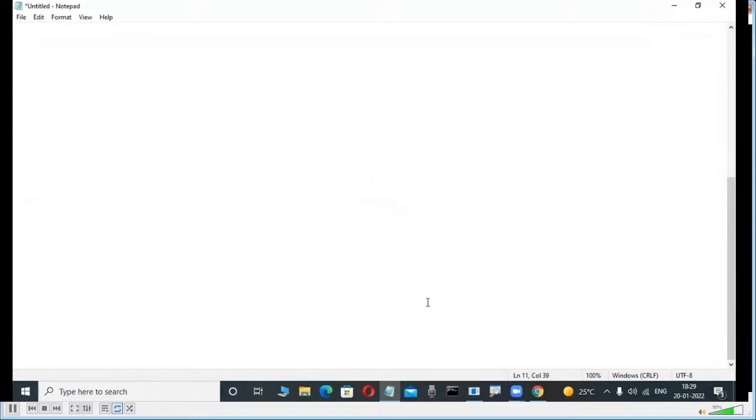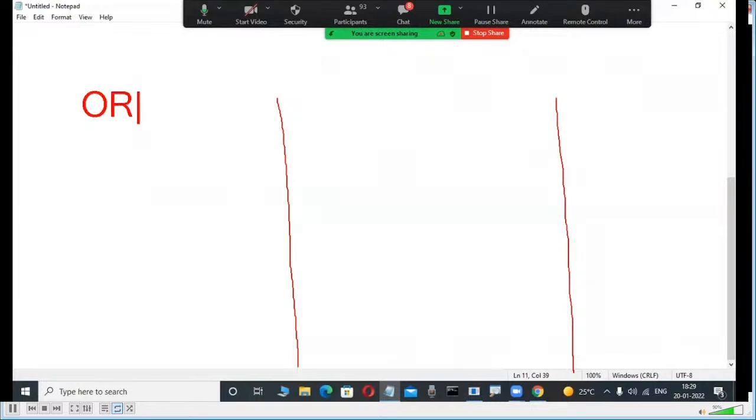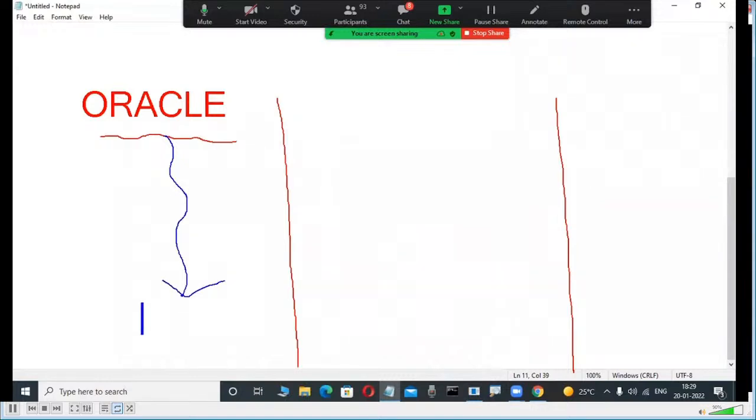Suppose, for example, concentrate for five minutes. I am working in a company, and I'm working on Oracle projects. Oracle is a relational database product. If I want to operate this relational database product, I use SQL, a language in my company. SQL is a language I'm using.